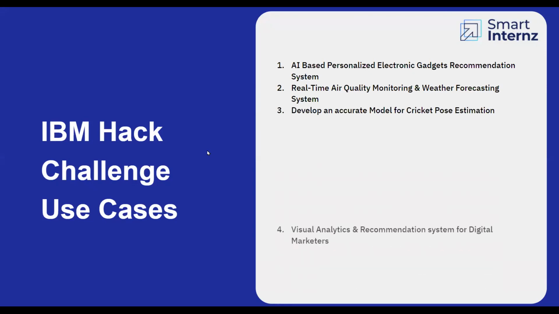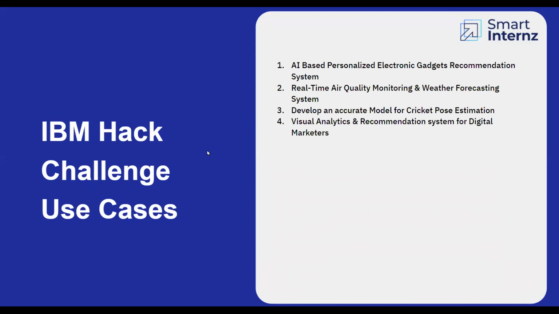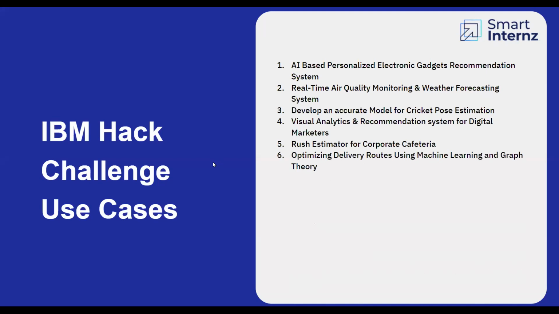The fourth one we have is visual analytics and recommendation system for digital marketers. The fifth one we have is Rust estimator for corporate cafeteria. The sixth one we have is optimizing delivery routes using machine learning and graph theory. The seventh one, applying AI to help improve their lifestyle.